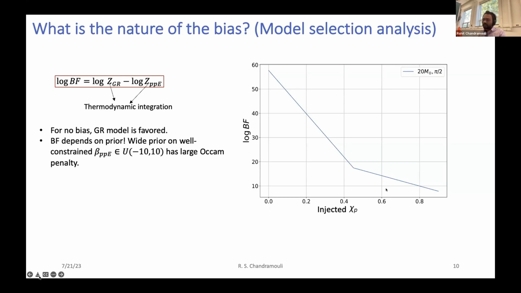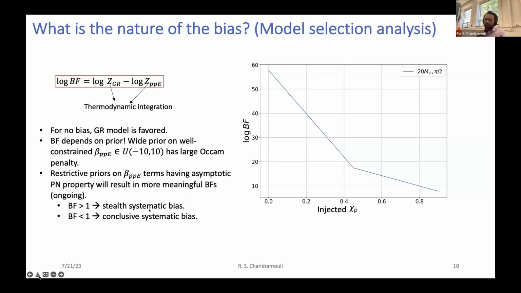And so this is an example of what we call a stealth systematic bias, meaning that you are in principle biased, but the GR model is still favored over the PPE model. But because this depends on the prior, it's important to use more informative priors.